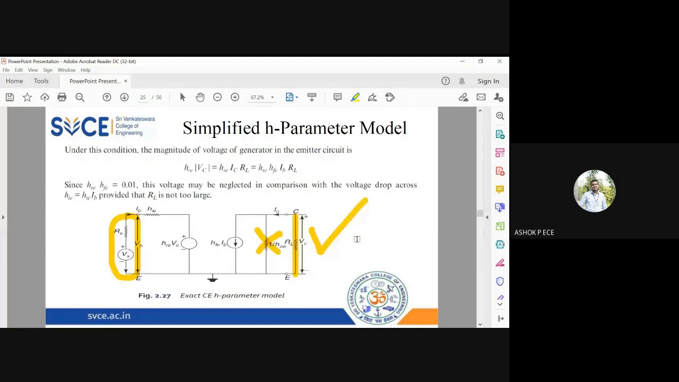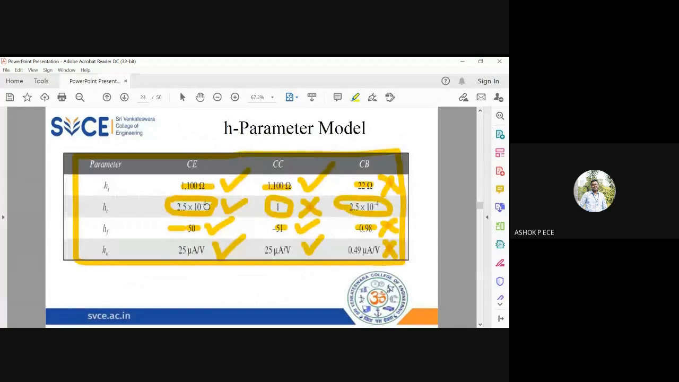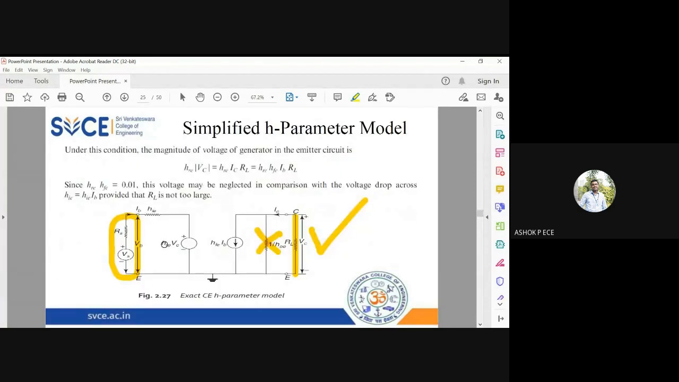Other thing you see, also this voltage source HRE value, it is 10 power minus 4. So HRE value is very small. If you multiply it with VC, it is not going to add much significance. HRE into VC, where VC is the output voltage, is IC into RL, and you know IC equals HFE into IB. Even if I multiply all these terms, I will get a very small value, 0.01. So this HRE into VC is not going to contribute in any way. So I'm going to remove this HRE into VC.